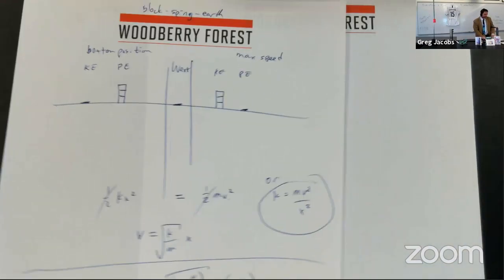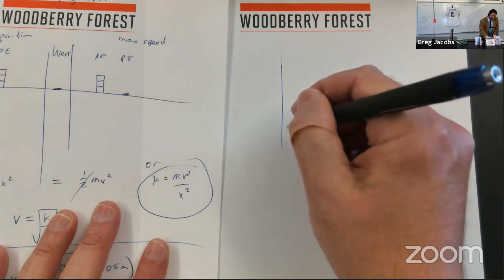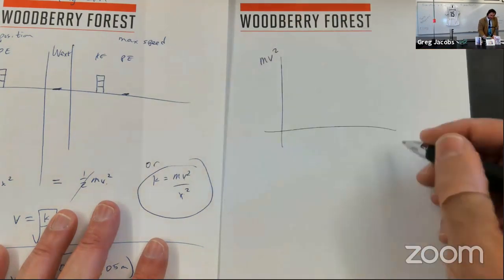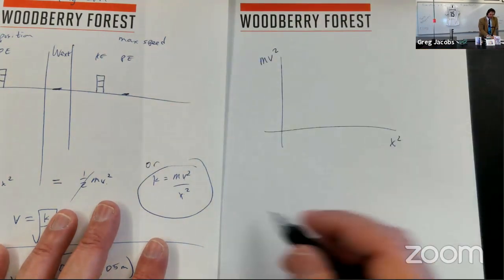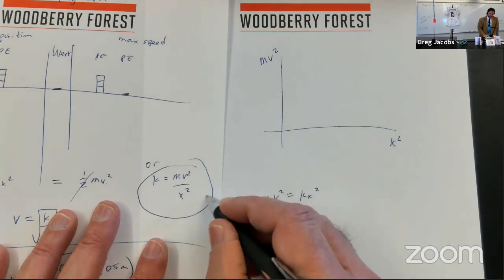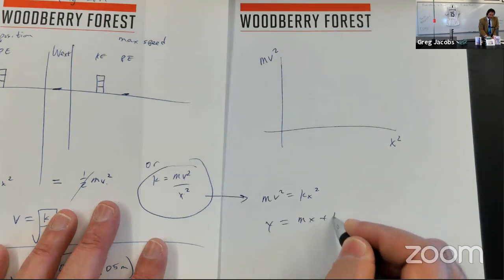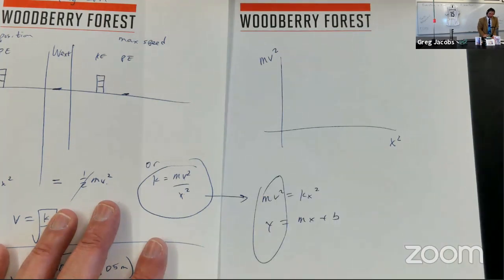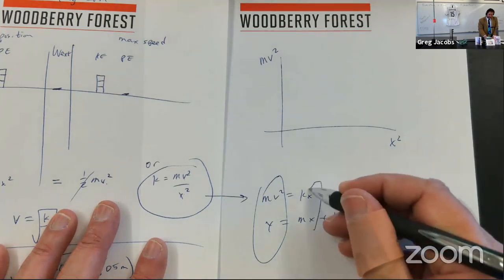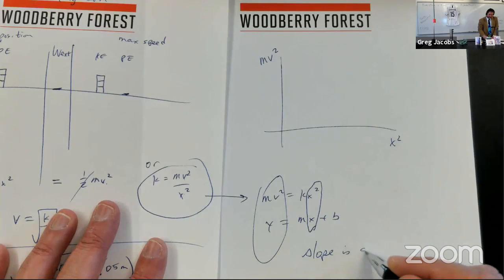Better yet, since we have this equation that we derived, what if we make a plot of mv squared over x squared? Where did I come up with that? Well, because I just rewrote that to solve for the y-axis. If the y-axis is mv squared and the x-axis is the distance compressed squared, then the slope is the spring constant.